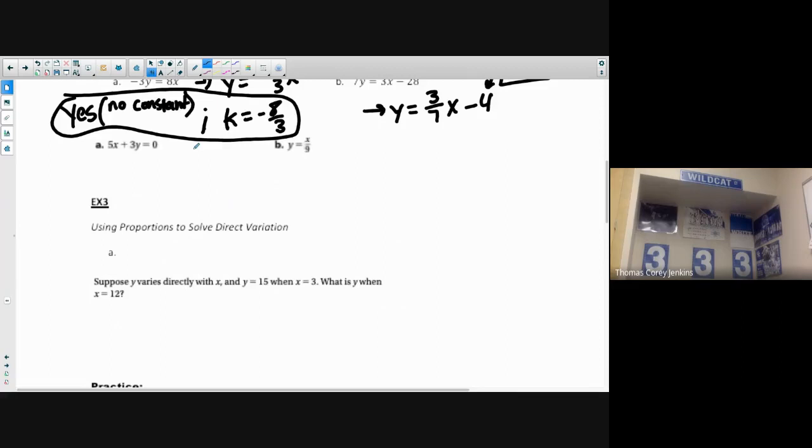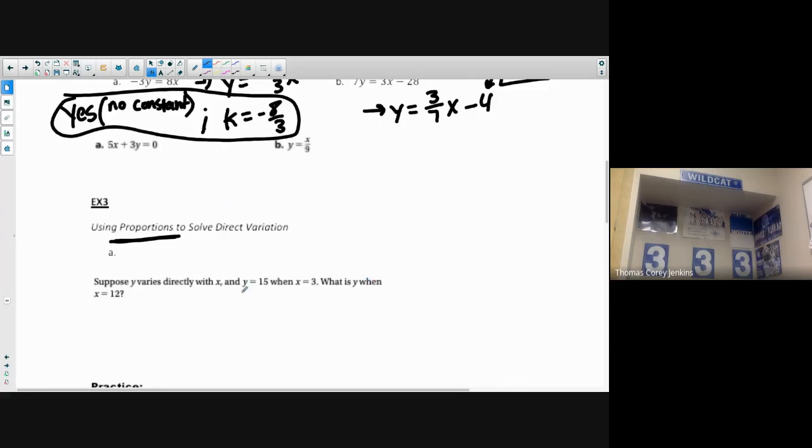Okay. Example 3, we're actually going to find a missing variable, and it says we're going to use proportions. So that's the easiest way to do this. It's not the only way to do it, but I think it's the easiest way. So it says suppose y varies directly with x. So they're giving us that as a fact. Then it wants to know what is y when x equals 12.